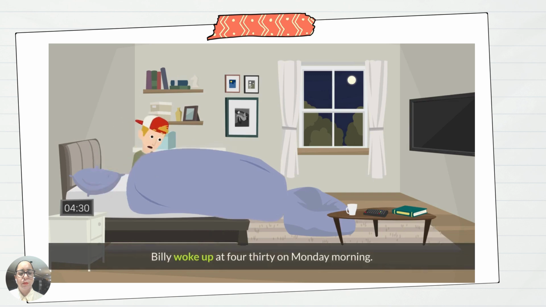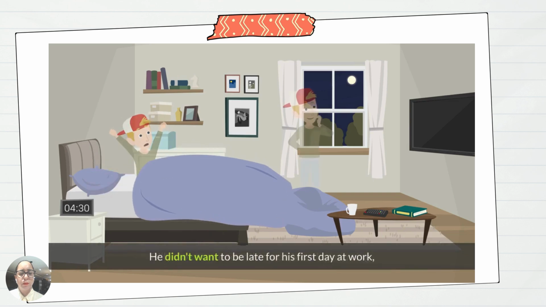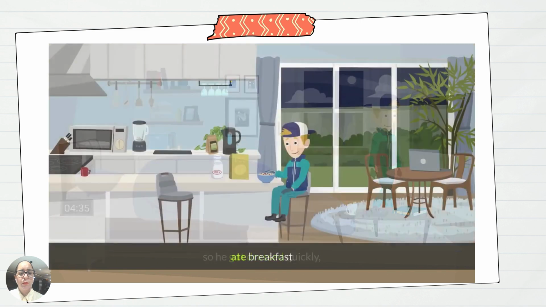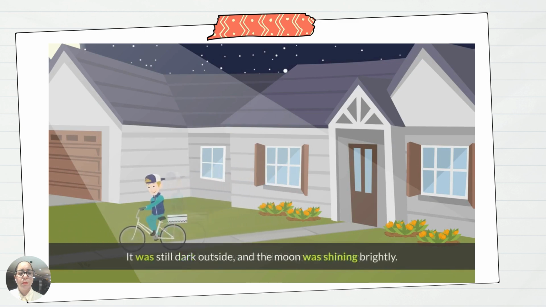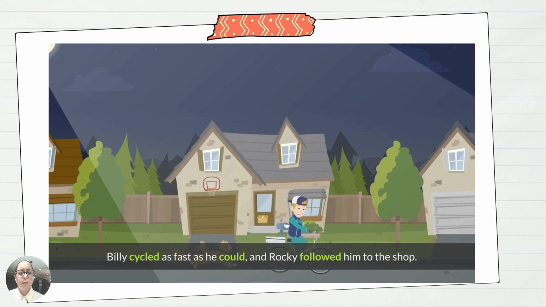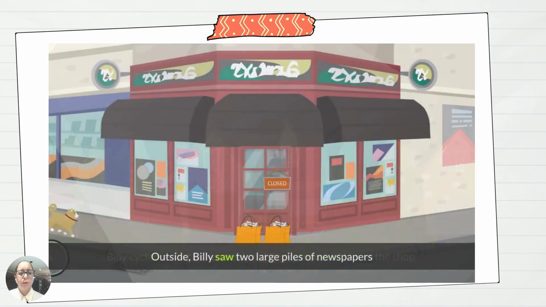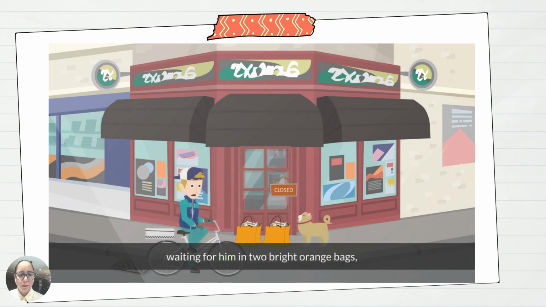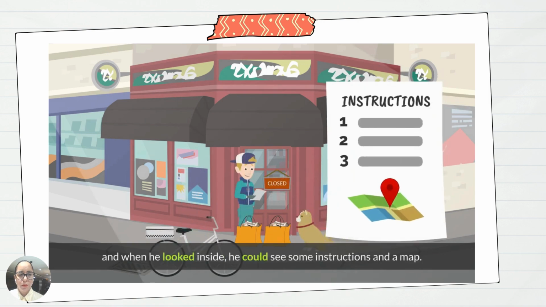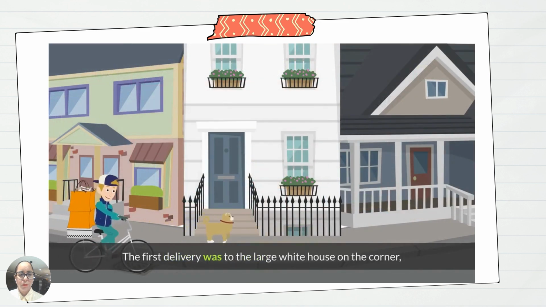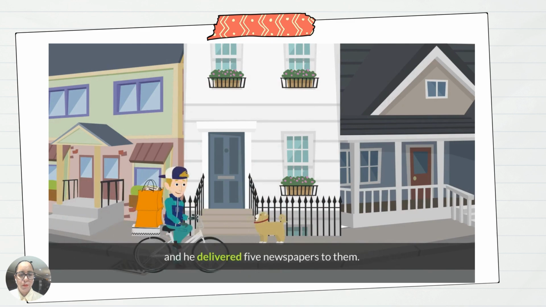Billy woke up at 4:30 on Monday morning. He didn't want to be late for his first day at work. So he got dressed quickly, ate breakfast, and left his house with his bicycle and Rocky. It was still dark outside, and the moon was shining brightly. Billy cycled as fast as he could, and Rocky followed him to the shop. Outside, Billy saw two large piles of newspapers waiting for him in two bright orange bags. And when he looked inside, he could see some instructions and a map. The first delivery was to the large white house on the corner, and he delivered 5 newspapers to them.